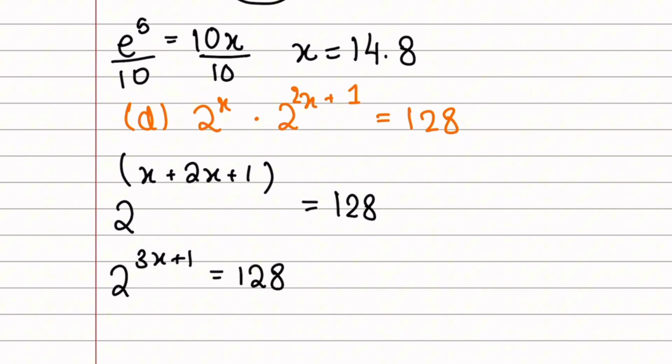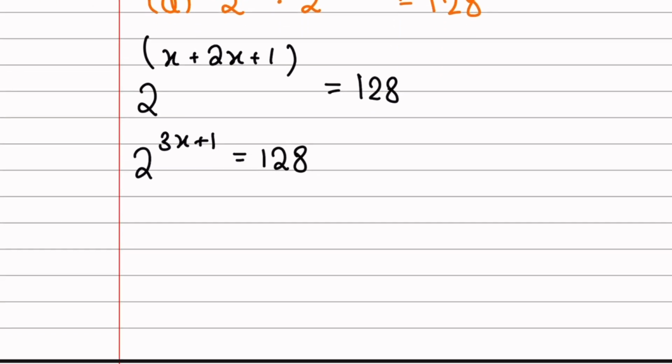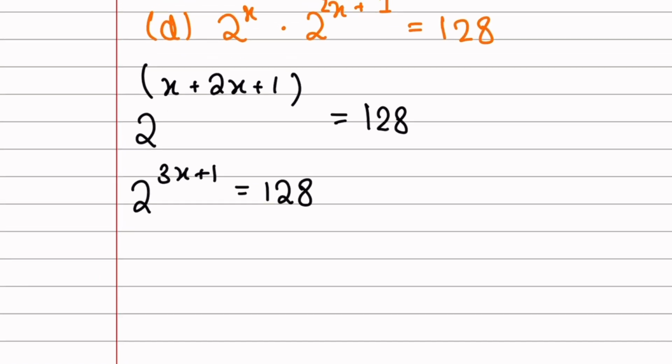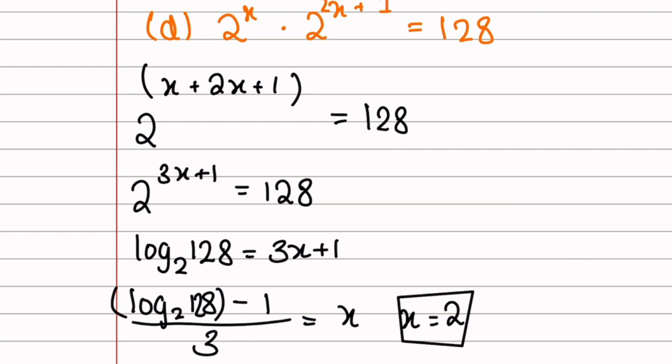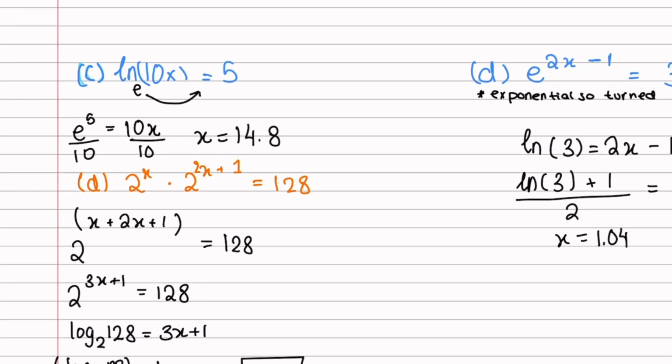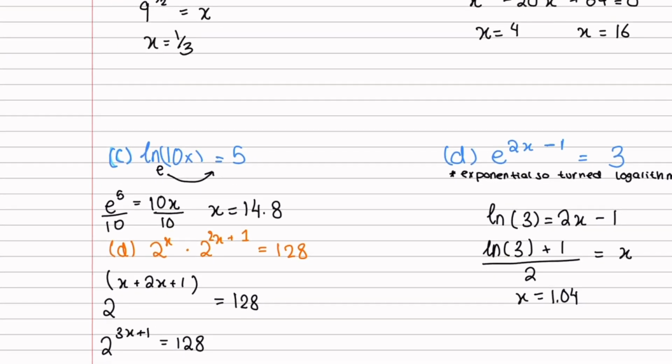And notice that this is exponential, so I have to turn it to be logarithmic in order to solve it. And so I'm going to be taking the log of this, and so it's log to base 2 of 128, which must equal to 3x plus 1. Obviously send 1 to the other side and divide by 3. This entire thing must equal to x, and so x is equal to 2. And okay, this is weird, but yeah, this is the final answer. Now these are some examples. I hope that you get more practice on these questions.